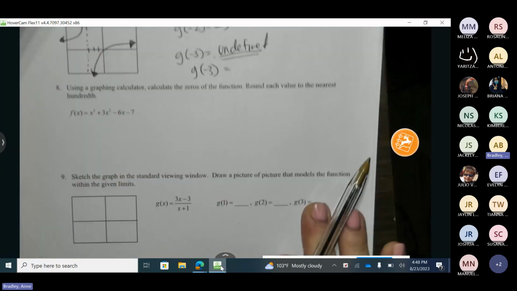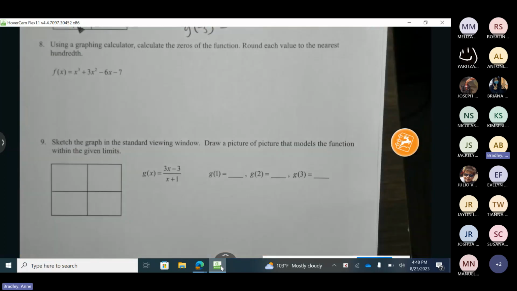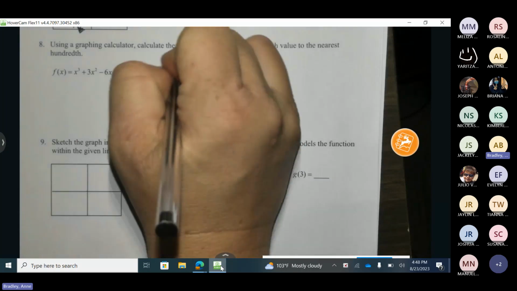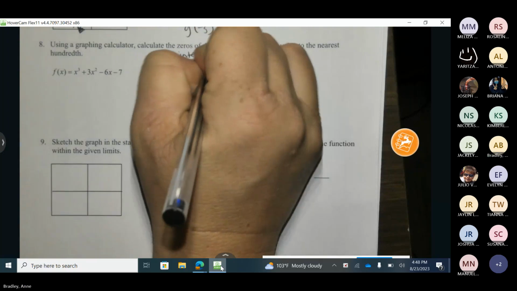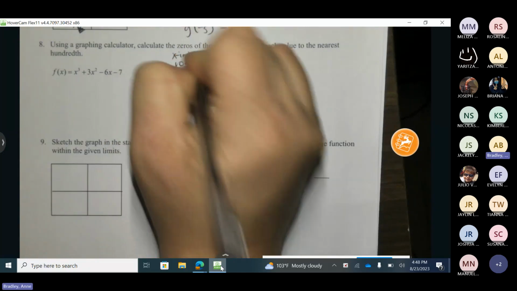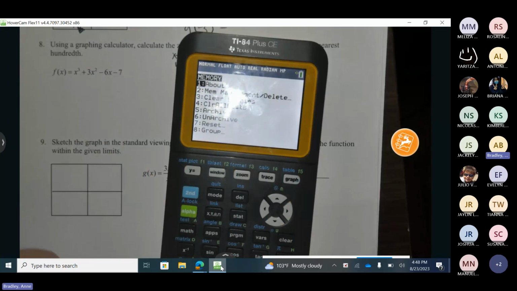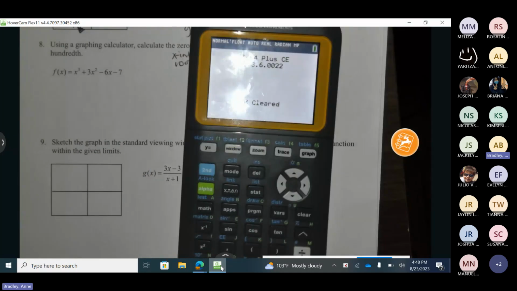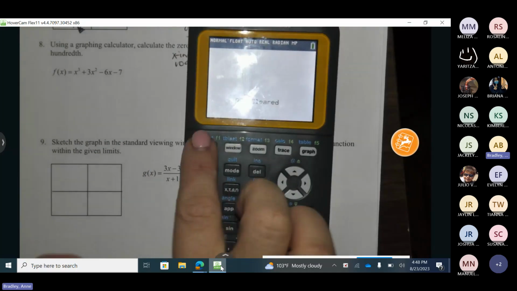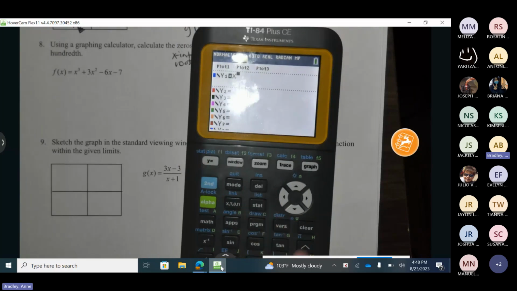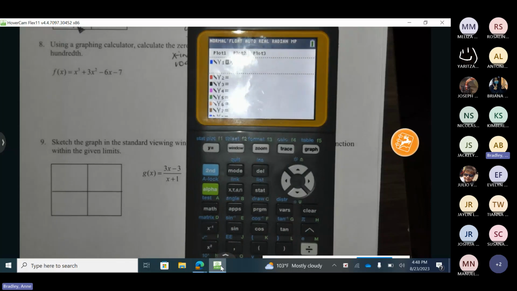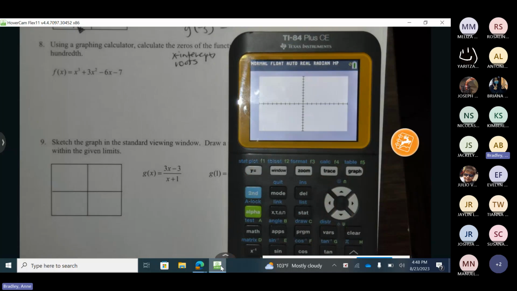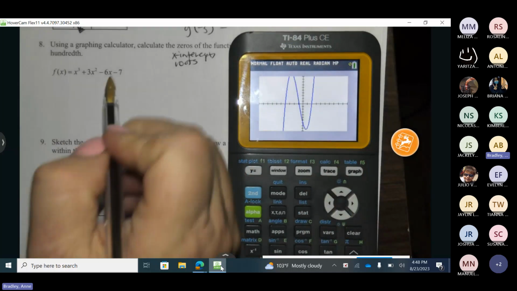Moving on right now, it's number 8. We're going to identify the zeros. Remember, another word for zeros is x-intercepts. Excuse me, x-intercepts or roots. So I'm going to clear the second plus 7 12. I'm going to go up to y equals x to the third plus 3x squared, subtract 6x, subtract 7. Okay, looks good. Let's graph it. This is going to give us a helpful hint.